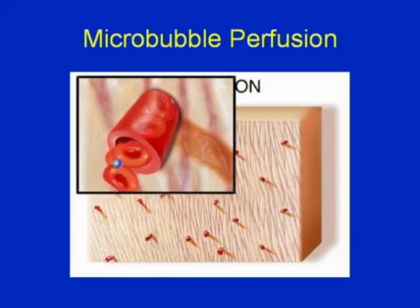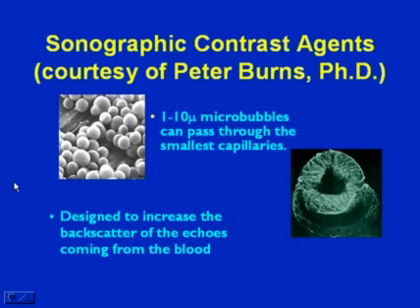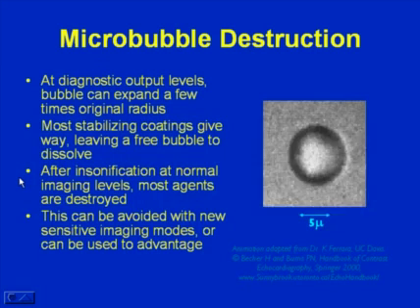So we were interested in developing this technology, and basically we did many years of mice work with implanted tumors. The microbubbles, as you can see here, are very small particles. They can pass through even the smallest of capillaries. And this is a picture of a microbubble.